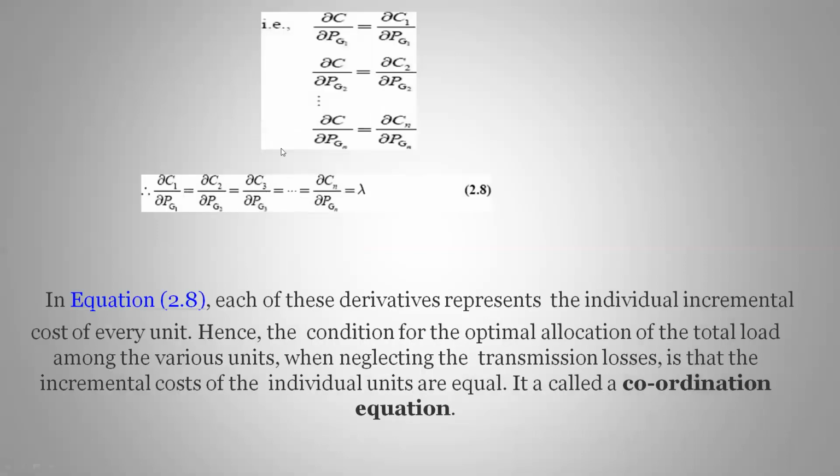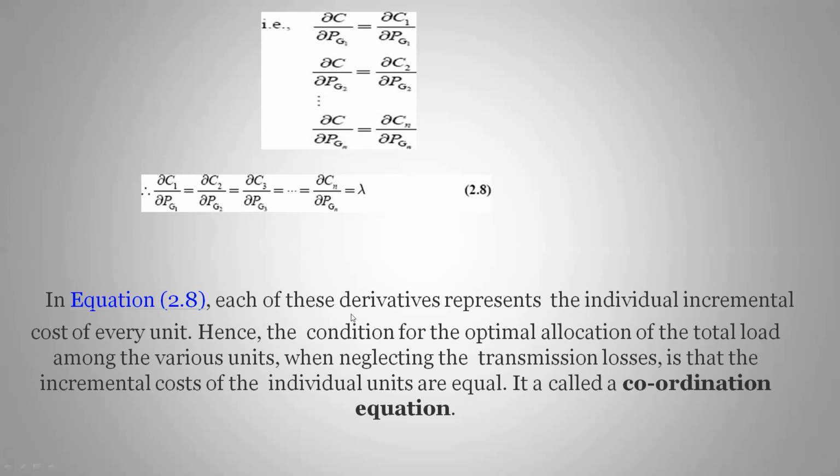So ∂C/∂PG1 = ∂C/∂PG2, ∂C2/∂PG2. So here C is cost, C1 is equal to C, C2 is equal to C, C3 equal to C, C4 equal to C, Cn equal to C. ∂C1/∂PG1, ∂C2/∂PG2, ∂C3/∂PG3 and so on, ∂Cn/∂PGn equal to λ. So this is called the coordination equation.